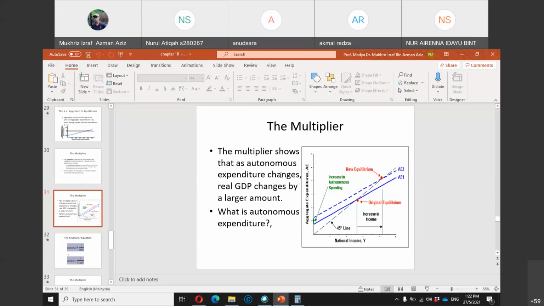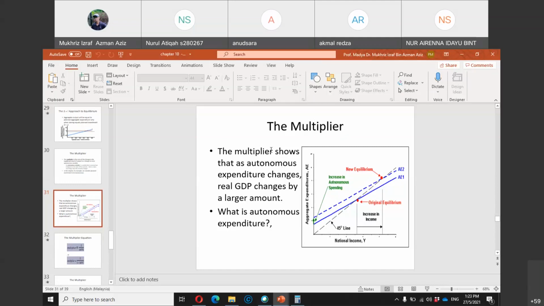The same thing with the economy. When you increase the amount of money into the economy, let's say you increase investment by 100 million, the impact to the GDP will be more than 100. It might cause the GDP to increase, let's say, up to 200 million.